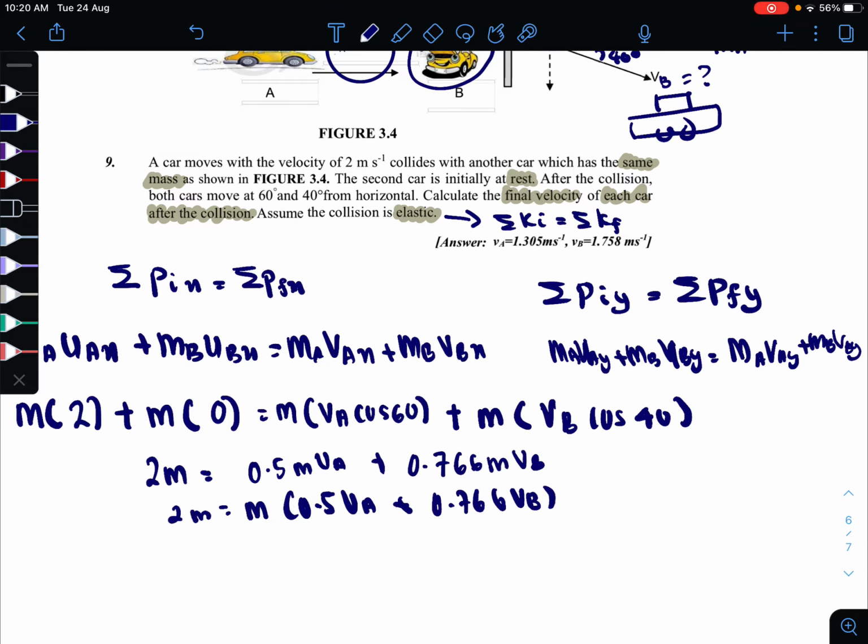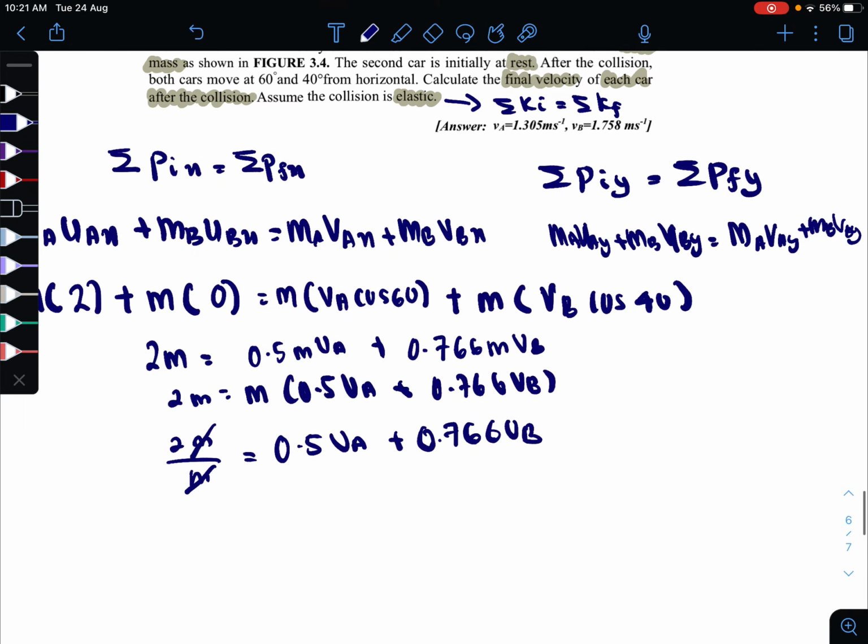Alright, so dekat kiri pula kita ada 2m. And then what I'm going to do is, I'm going to bring this m to the left dan saya akan bahagi. 2m bahagi dengan m, we're going to cancel them. You're left with 0.5 VA plus 0.766 VB. So apa yang kita ada dekat sini adalah 2 is equals to 0.5 VA plus 0.766 VB. This is my first equation. Kita ada dua unknown, memang kita tak boleh proceed.